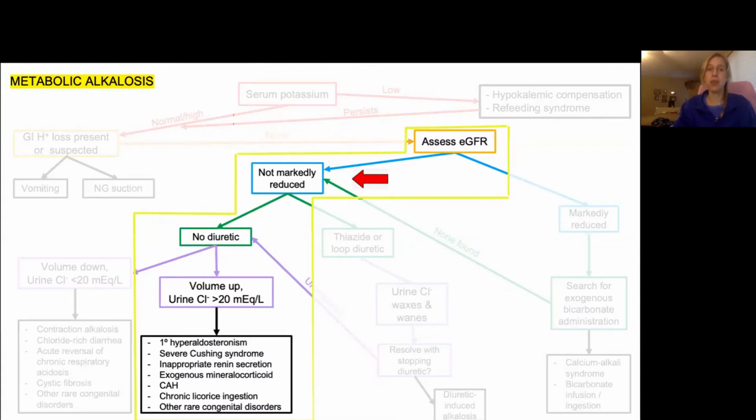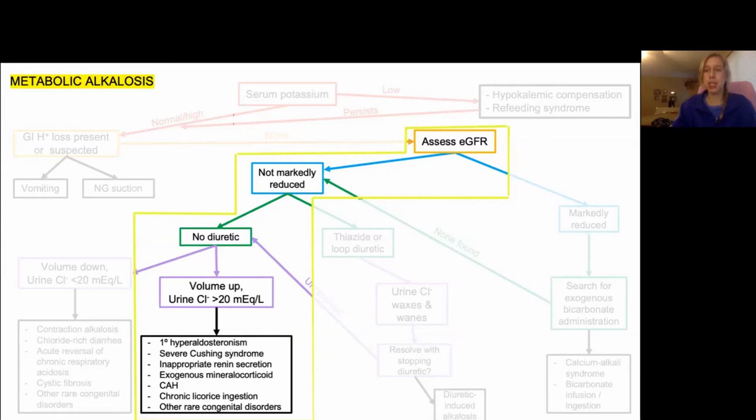So what if it's not reduced? Or what if you address that issue and you still have an alkalosis going on? Diuretics can affect this, so we're going to start with a simpler effect first where you don't have a diuretic on board. The next branch point is looking at the volume status, hyper or hypovolemia.